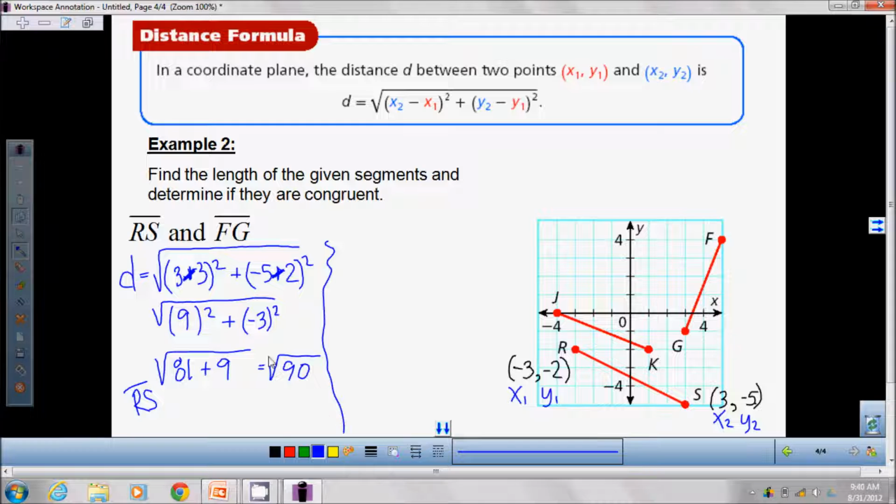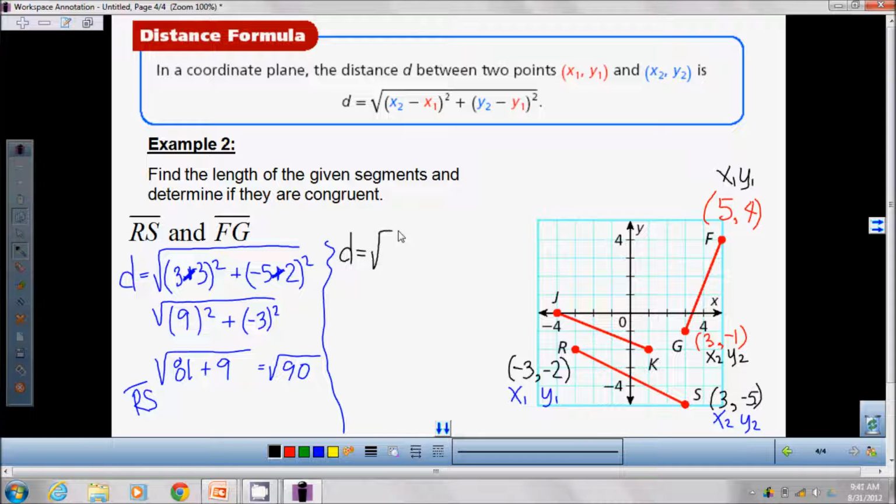Let's separate this here. So F is right here. That's at coordinate point 5, 4. And G is at 3, negative 1. Let's go ahead and label. I'm going to make this one my first point and this one my second point. And now we can plug it into our distance formula.